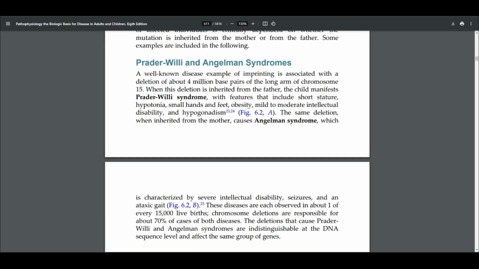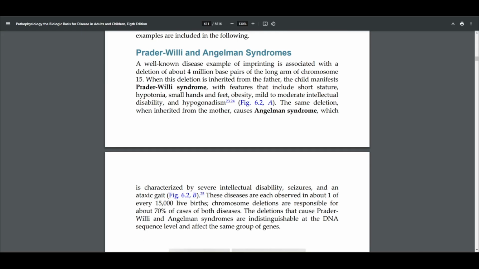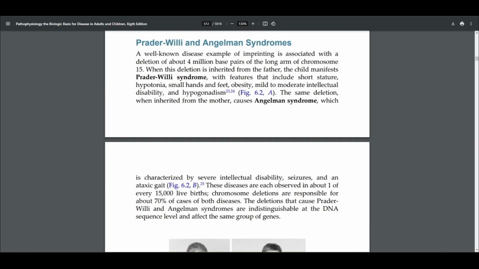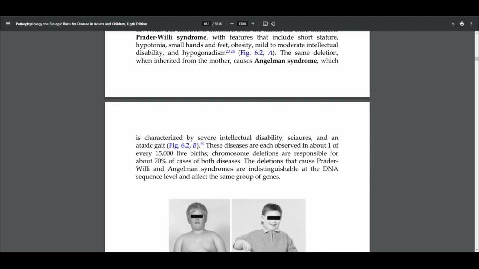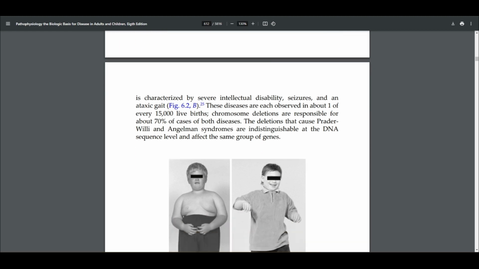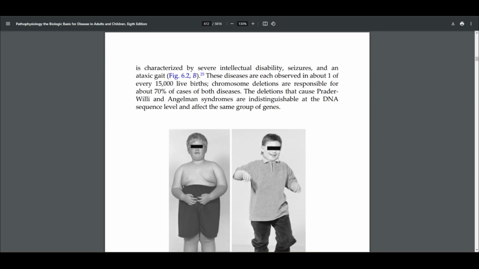The same deletion, when inherited from the mother, causes Angelman syndrome, which is characterized by severe intellectual disability, seizures, and ataxic gait. These diseases are each observed in about 1 of 15,000 live births. Chromosome deletions are responsible for about 70% of cases of both diseases. The deletions that cause Prader-Willi and Angelman syndrome are indistinguishable at the DNA sequence level and affect the same group of genes.